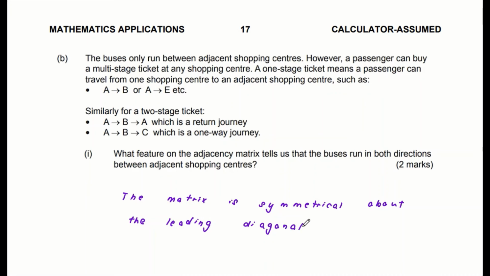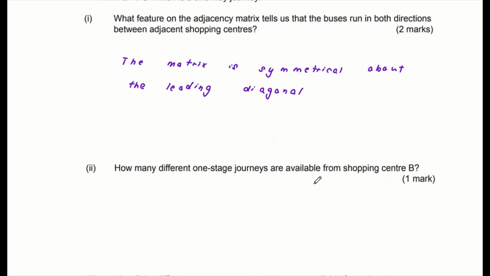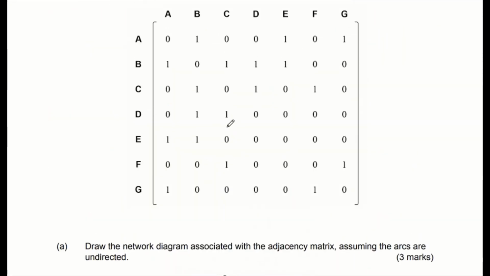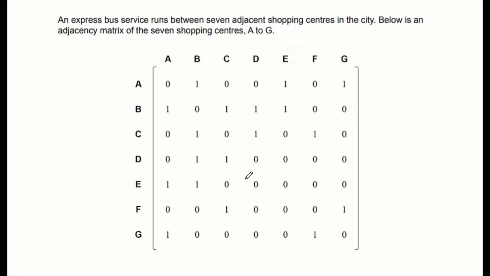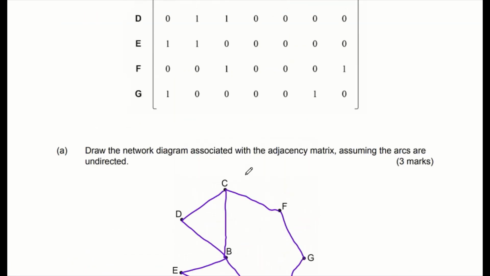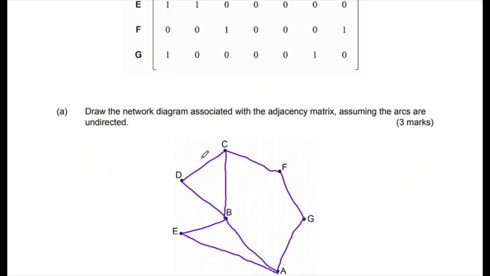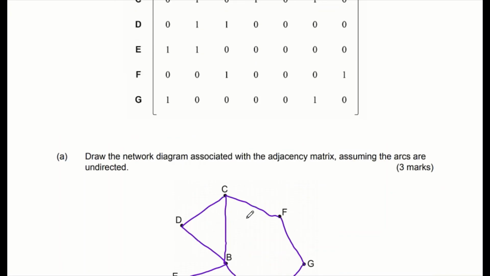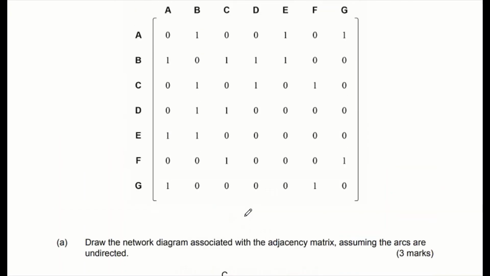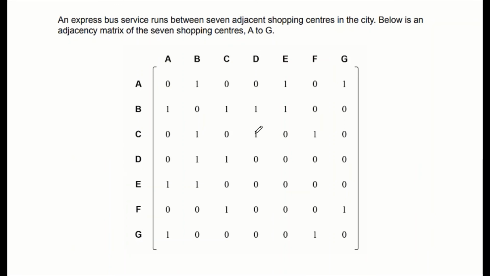So how many different one-stage journeys are available from shopping center B? There are 2 ways that you can try to do that. If you ask me what is the safest way, then of course using the adjacency matrix that's given, because this is the thing that is given by the question, right? The other alternative is you can look at your picture, but you have some risk here: if your diagram is wrong, it will lead to your answer in B2 also being wrong. So it's good that you refer to what is given in the question.